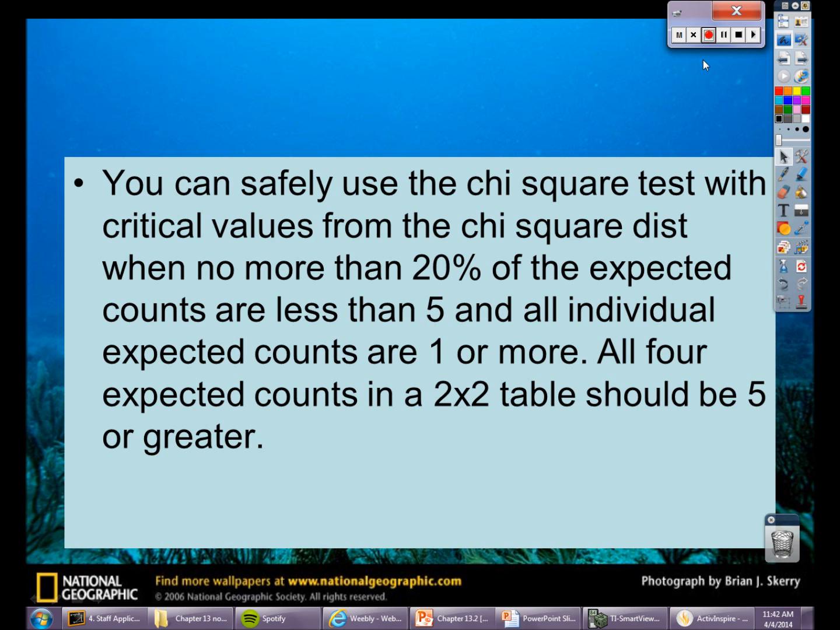Just like with any significance test, there are rules on when you can and cannot use the significance test. The rules for the ChiSquare test are the same as that of the goodness of fit test. No more than 20% of your expected counts are less than 5, and all individual expected counts are 1 or more. So for an example, for all 4 expected counts in a 2x2, they should be 5 or greater.